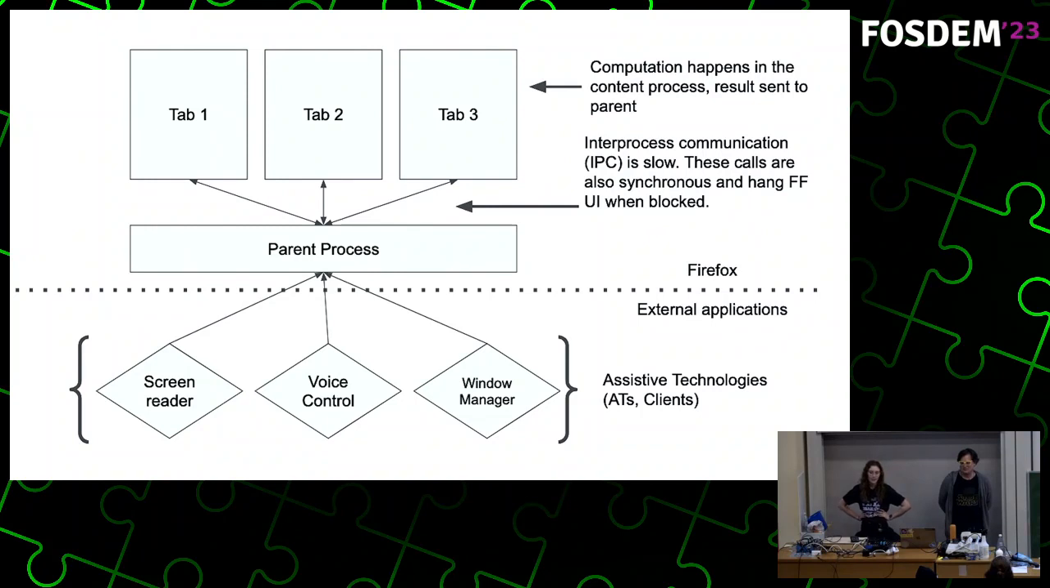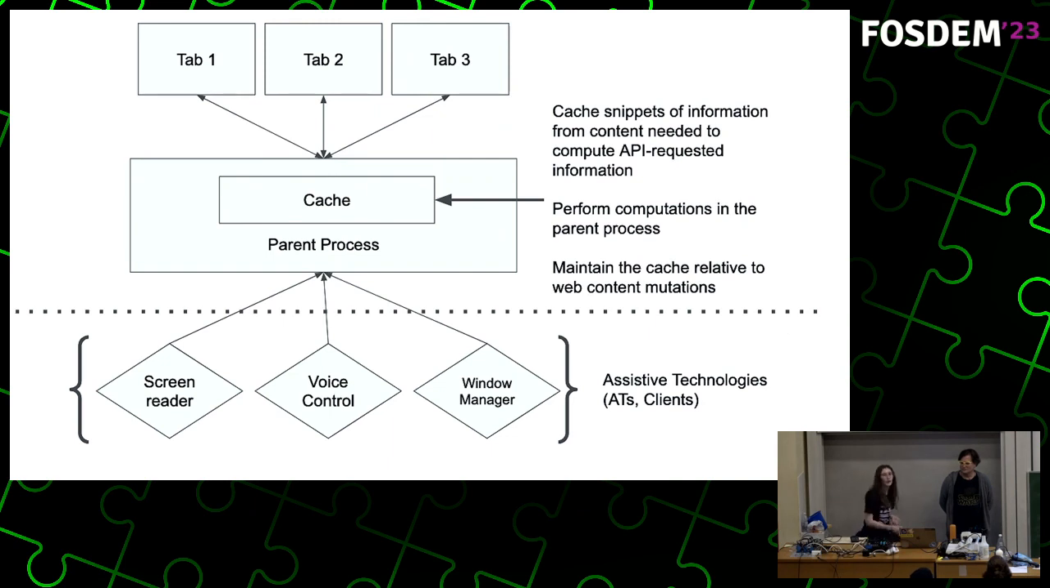Like I said, computation of the relevant properties that the assistive technologies are requesting, that all happens using the accessibility tree in the content process. The result gets sent to the parent process from content via IPC, inter-process communication. This is slow, and it's also synchronous. So if a call gets blocked or is taking a really long time in content, you can't do anything. The parent process just hangs. And because the parent process includes all of the browser UI as well, it just looks like Firefox is not responding, which isn't great. So what can we do about that?